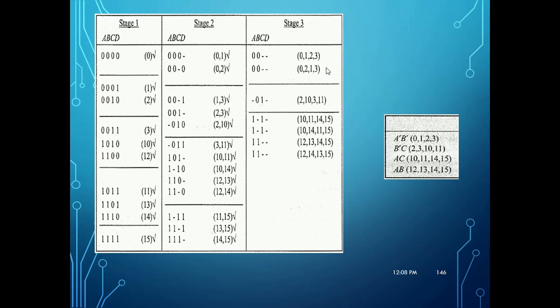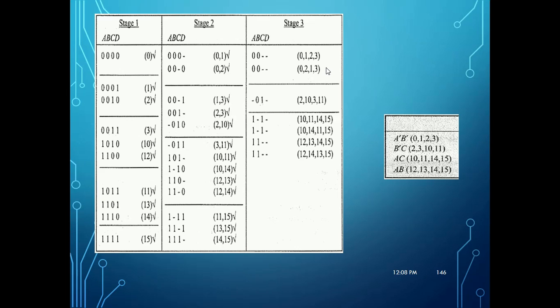If you are selecting one more prime implicant, this is 2 10 3 11, that also can be written here, so you can see that it is b bar c. And one more you have, that is 10 11 14 15. You can write either 10 11 14 15 or 10 14 11 15. Both are right, so we have selected 10 11 14 15, which can be written as ac. Why? Because a is taking the value 1, and c is also taking the value 1.